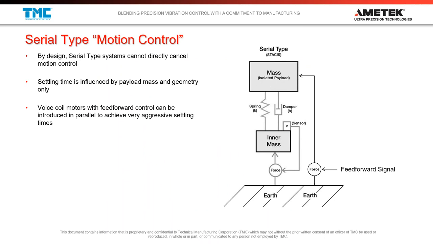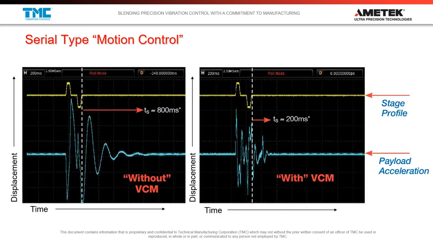Now, serial type motion control, as I mentioned in a previous slide, doesn't really exist. It's not really built into a serial type system. But it can be, by turning it into a quasi parallel type system. What you've got to do to achieve serial type motion control is, as I mentioned before, there's no internal actuator that can effectively apply a force to the payload. So you've got to put a force in parallel to that system. You have a feed forward signal coming in, and you can have a separate feedback loop or feed forward loop with a separate actuator acting on the payload. And you can achieve very, very aggressive settling times with that.